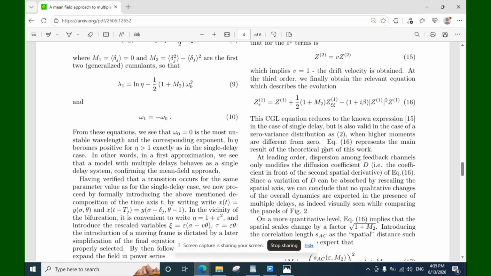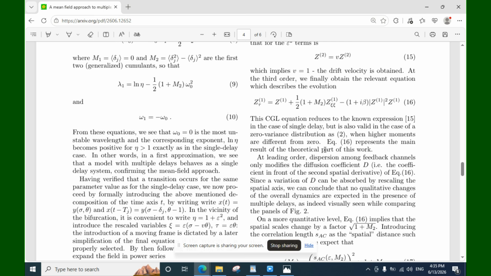At the third order, we finally obtain the relevant equation which describes the evolution. Zeta tau to the power of 1 is equal to z to the power of 1 plus 1 divided by 2 multiplied by 1 plus m2 zeta to the power of 1 minus 1 plus I zeta beta absolute z to the power of 1 to the power of 2 zeta I.